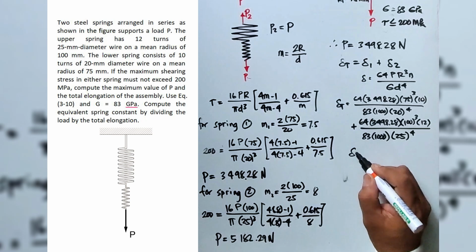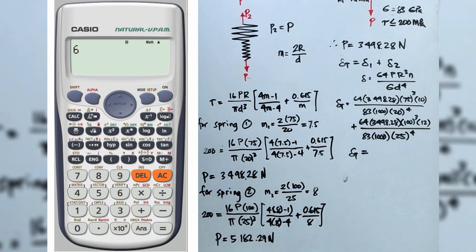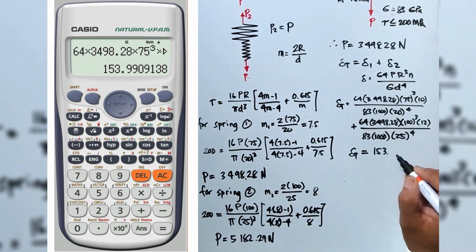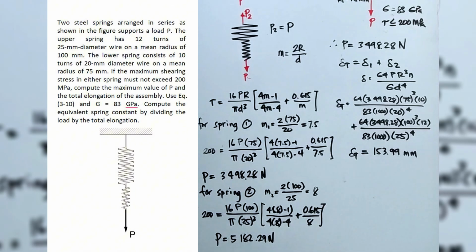So total deflection is 64 times 3,498.28 times 75 cube times 10 divided by 83 divided by 1,000 divided by 20 to the fourth power, plus 64 times 3,498.28 times 100 cube times 12 divided by 83 divided by 1,000 divided by 25 to the fourth power, which is 153.99 millimeters.